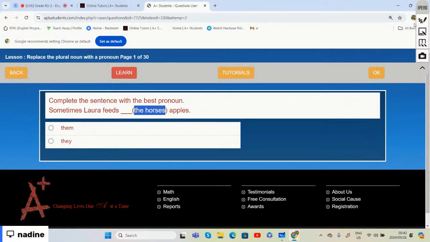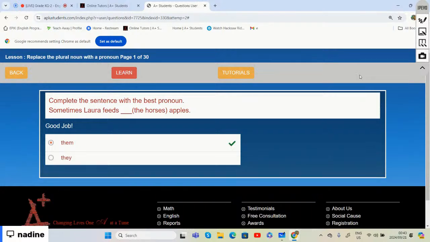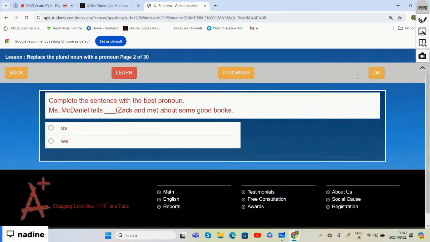And if we choose the correct one, we can say sometimes Laura feeds them apples, and them refers to the horses.